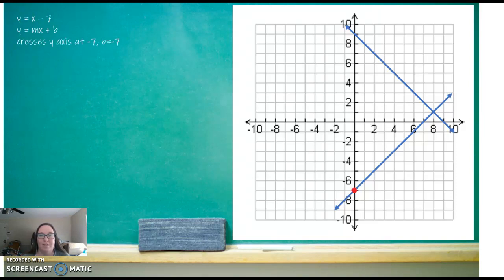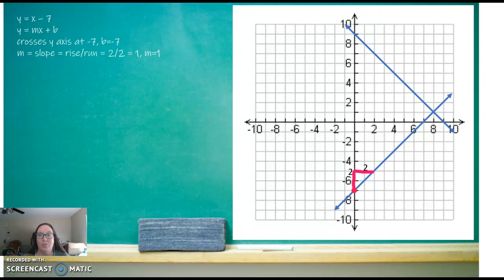So we know that this line intersects the y-axis at -7, right? So we know that b is -7. Then we calculate our rise over run, right? We find a point we know, and we go up 2 and over 2. So the rise over run is 2 over 2. So what's that? That's the same as 1, right? Okay. So our slope is 1. So we know that y equals x minus 7. That's one line. That's great.